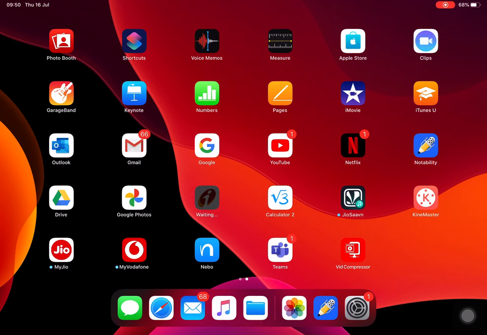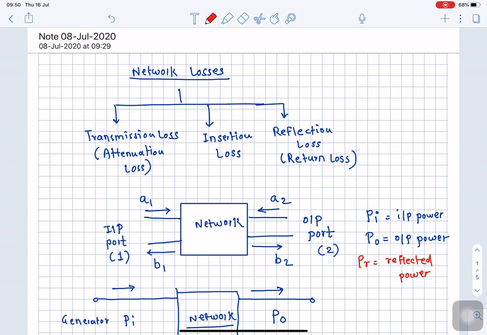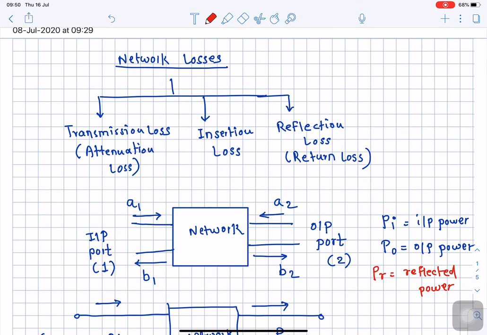I already prepared the notes. So here, first of all, let us discuss what losses may take place in a given microwave network. In the view of a broad spectrum, the losses that can take place in a given microwave circuit are broadly classified into three types. The first type of loss is the transmission loss. The transmission loss indicates the loss that takes place during signal propagation from one point to another point, or from source to load.